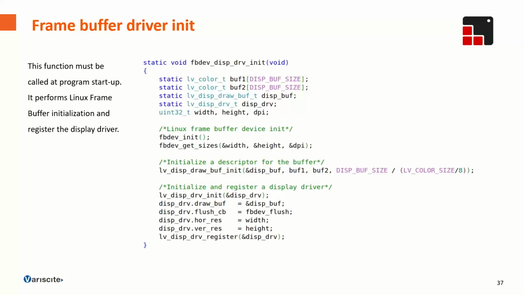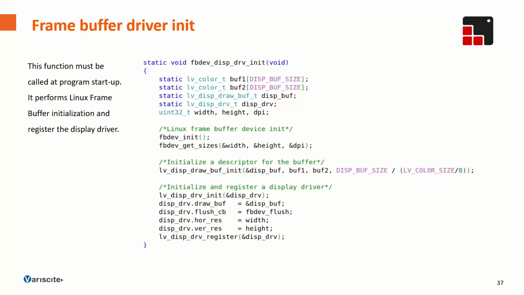Basically, LVGL never updates the whole frame buffer, but just what is really needed. In order to achieve this, there are two buffers that can be used, a kind of double buffering approach. Usually the suggestion is to make them somehow 1/10 of the full memory required for the frame buffer.